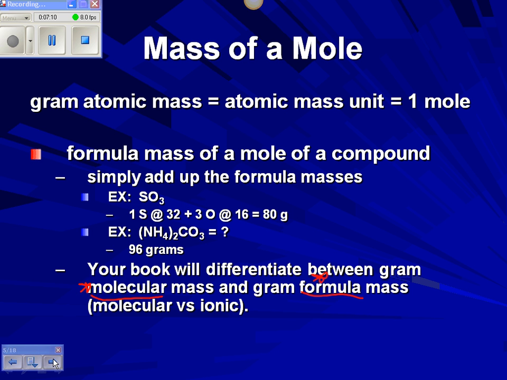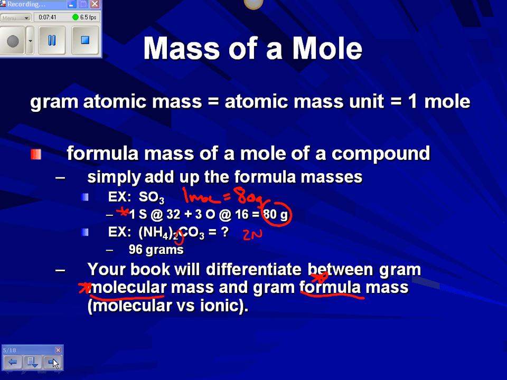But basically this is saying, okay, we're going to add up the formula mass. With the sulfur trioxide, 1 mole would weigh 80 grams of sulfur trioxide. 1 mole of ammonium carbonate will weigh 96 grams. Now be careful with something like ammonium carbonate. We have to add that up, and how we do that is, and I want you to document it just like I did in sulfur trioxide here.